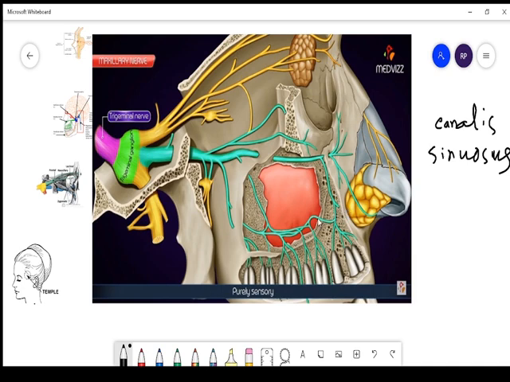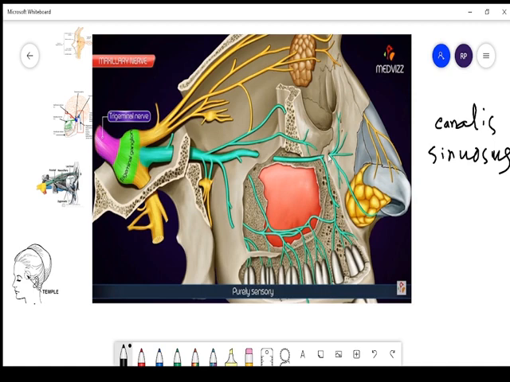The dental branch joins the superior dental plexus and supplies canine and incisor teeth. And the nasal branch supplies the mucous membrane of the lateral wall and floor of the nasal cavity. Then I am coming to here, that is the face region.